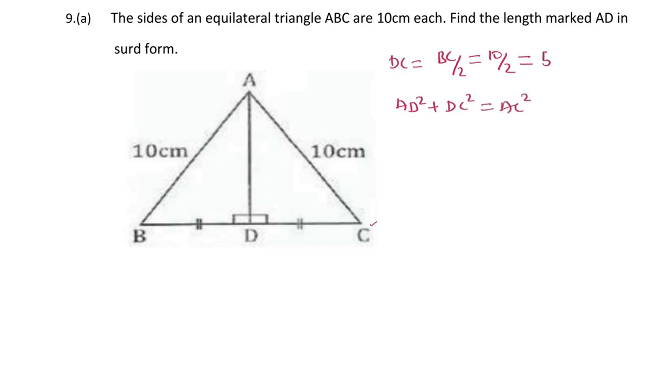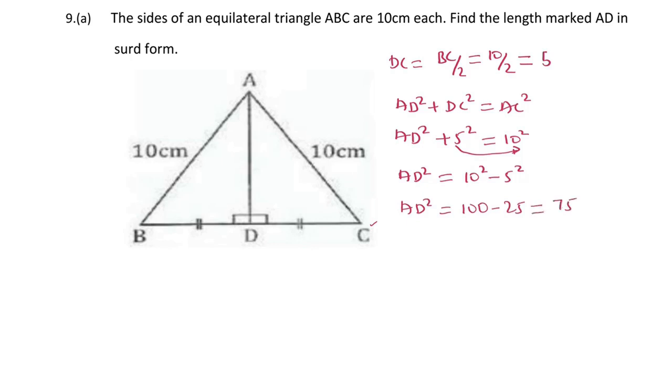Okay, so let us substitute the given values. We are having AD squared plus 5 squared equals to 10 squared. Let us now collect the constant terms. Our equation is going to be AD squared equals to 10 squared minus 5 squared. Solving this, we are having AD squared equals to 100 minus 25, which equals to 75.